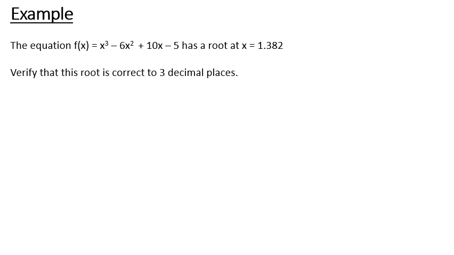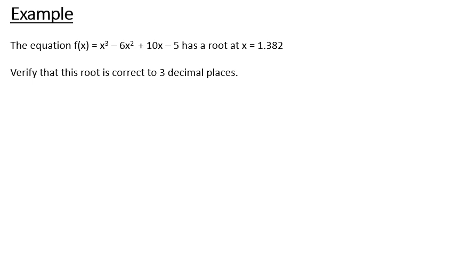In this example, we have a cubic function, and we're told that it has a root at x equals 1.382. That means if we put the function equal to 0 and solve it, one of the answers will be 1.382. It also means that the cubic graph goes through the x-axis at 1.382. We are asked to verify that this root is correct to 3 decimal places, which means that this isn't the exact answer, this is a rounded version. And we are trying to show that to 3 decimal places, this would be correct.